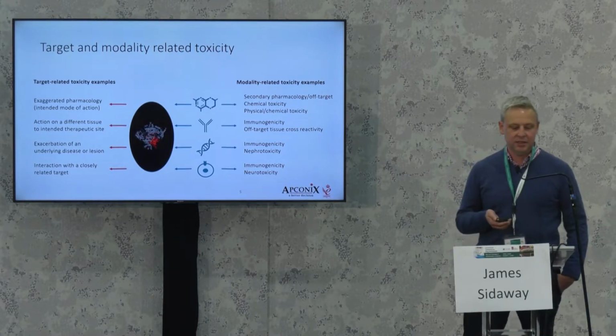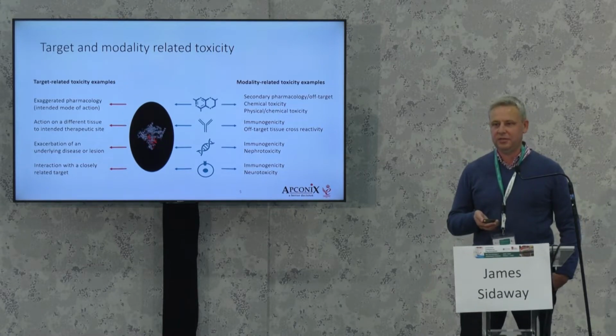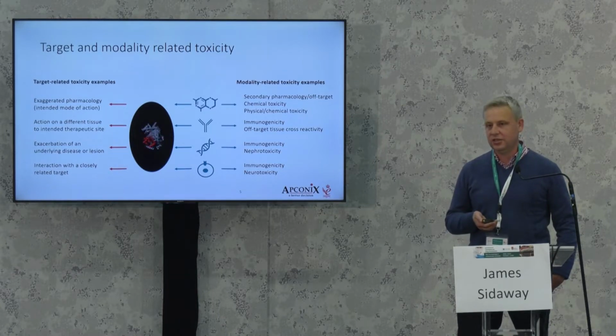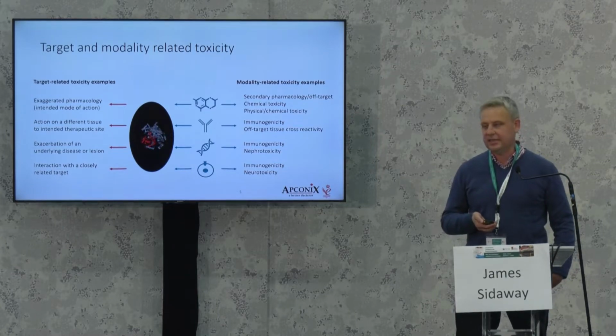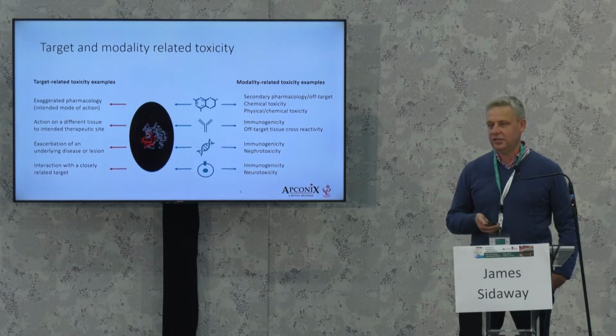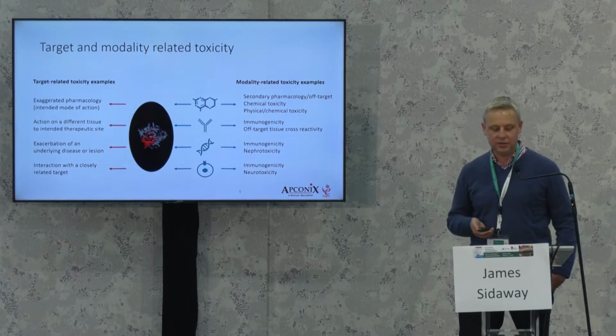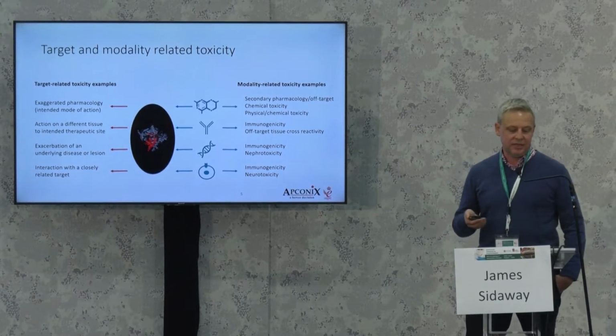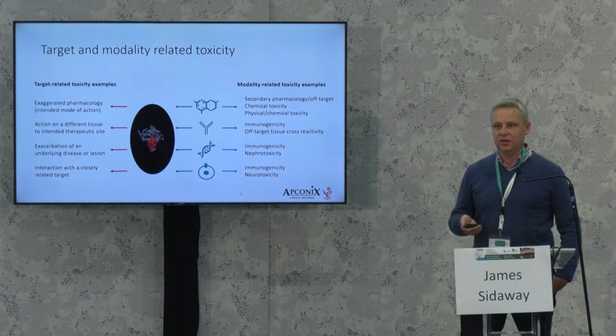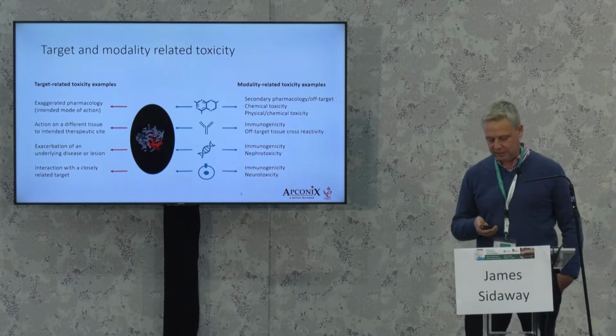On the other side, we have what relates to the modulation of the target, so what we call on-target toxicity. So at its simplest, this could be exaggerated pharmacology of the target. So you inhibit a target, you inhibit its function, that results in some unintended consequence. And then there's various variations of that. Inhibition of the target might exacerbate a disease. It might act on a different tissue to where the intended therapeutic mode of action is, or there may even be an interaction with a closely related target.